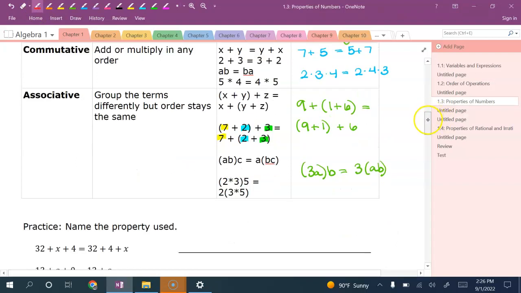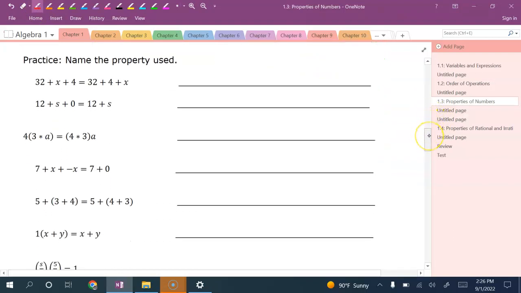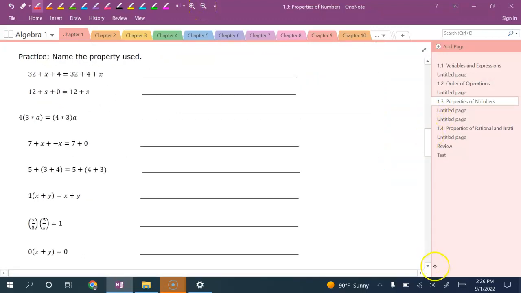So what I want you to do here is on the next page, there are a few practice problems. So I want you to pause the video, take as much time as you need here, try to go through the list and write down what property you think is being shown. And then come back and press play, and I will walk through what the answer should have been.